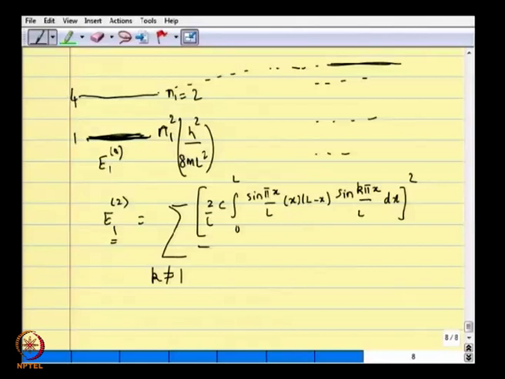Divided by the lowest energy, which is h square by 8 m L square, and the next energy is k square times that, for all levels, k equal to 2, 3, 4, etc., and we are summing over that. So, it is 1 square minus k square, which is the difference in the energy.